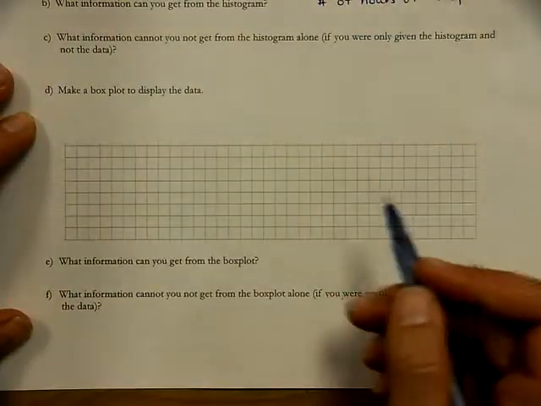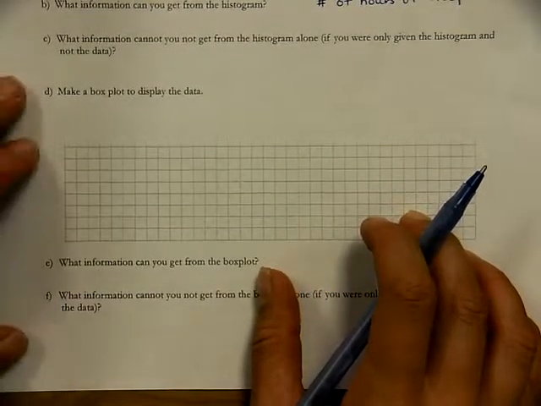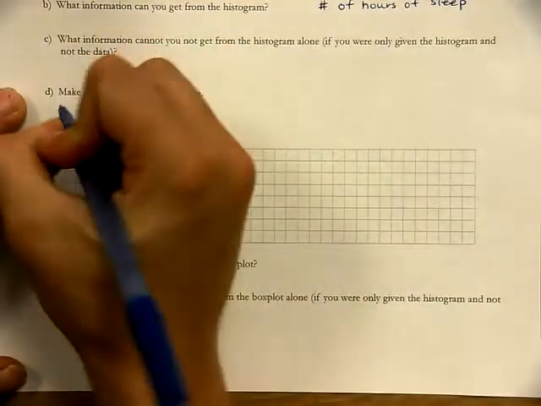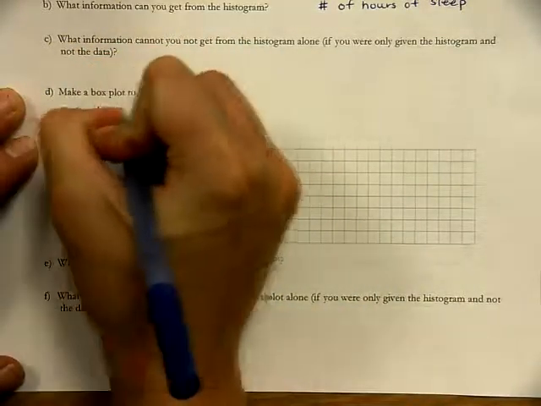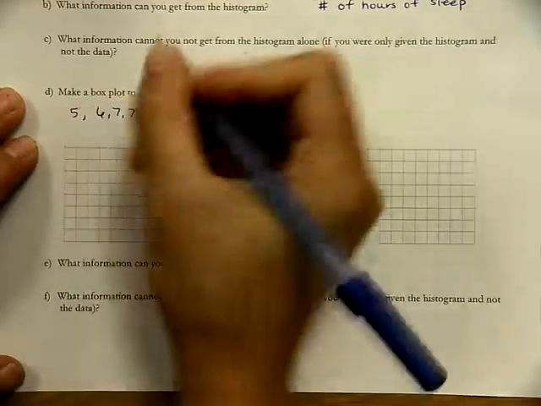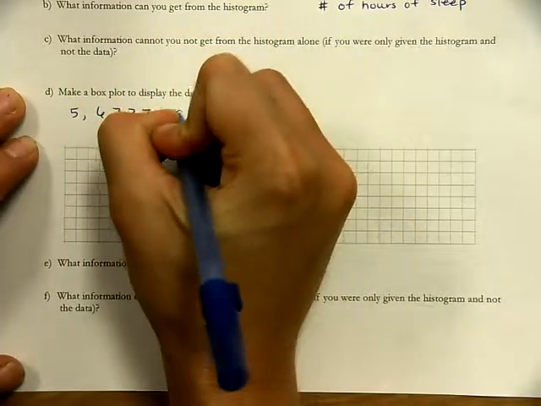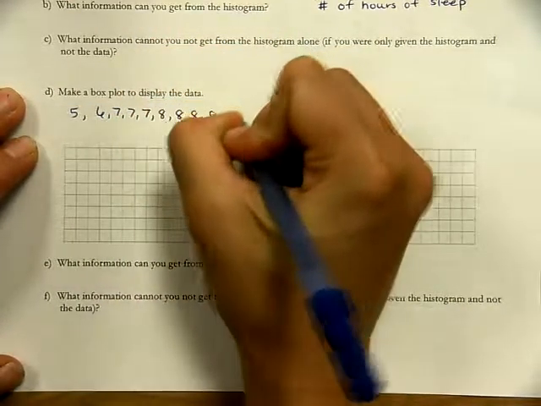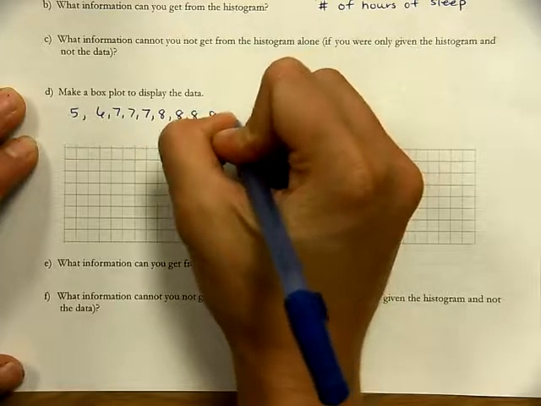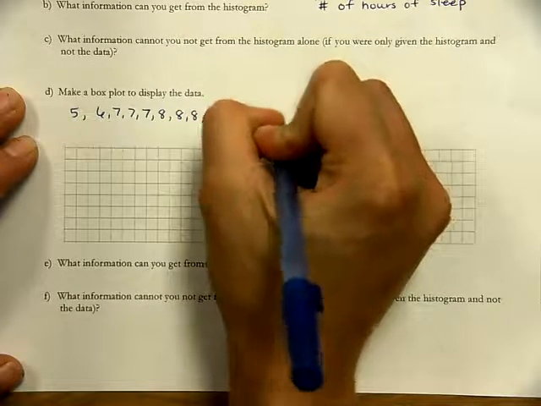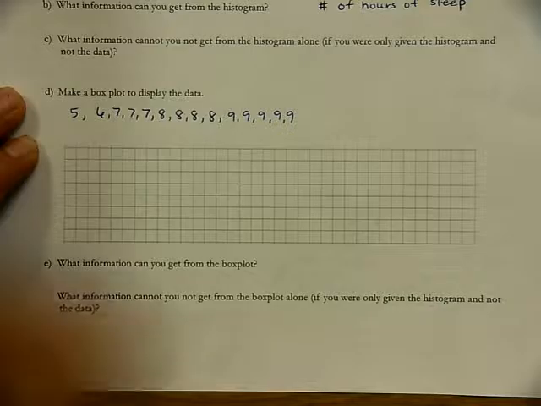Part D says, make a box plot. Well, in order to make a box plot, I have to list these numbers in order. So these numbers in order would be 5, 6, 7, 7, 7. We had 4 8s. And then, what's it, 5 9s? 1, 2, 3, 4, 5 9s.